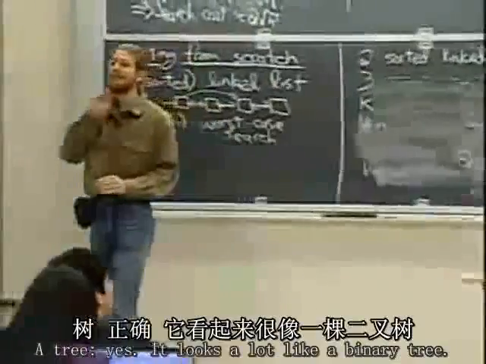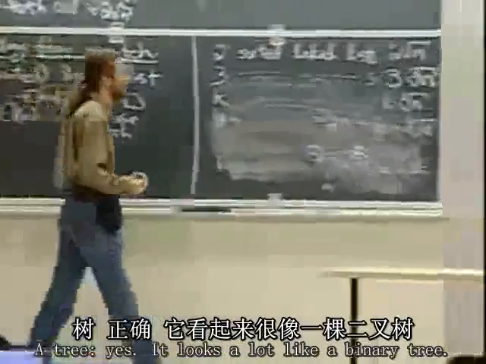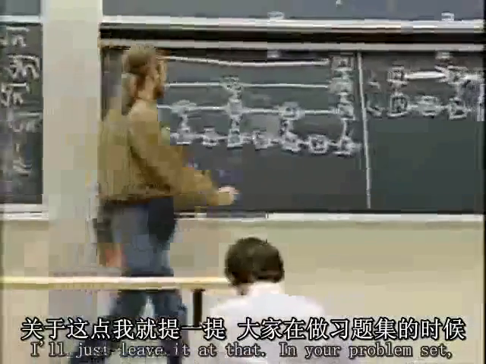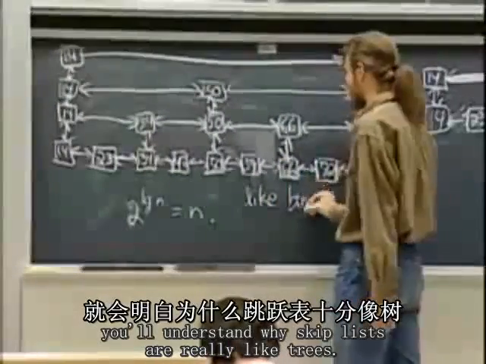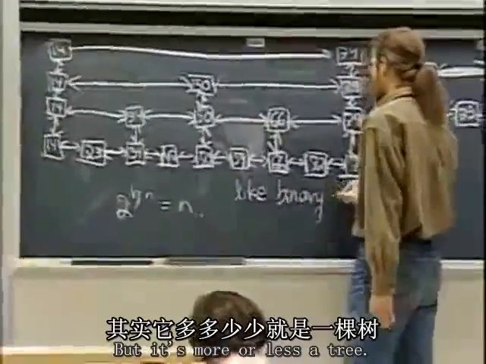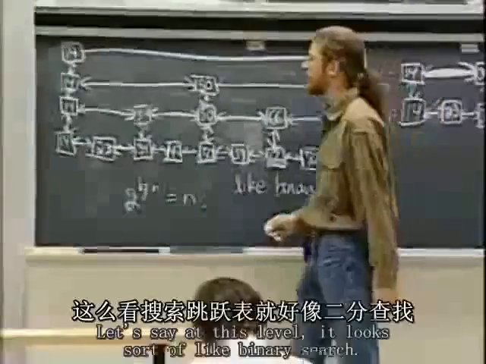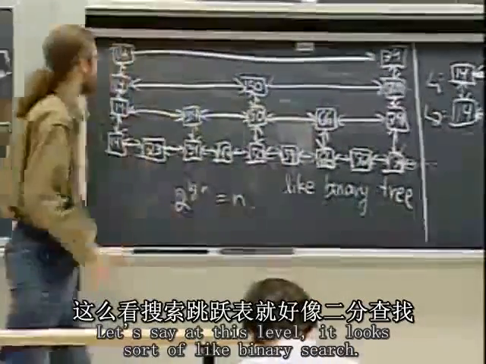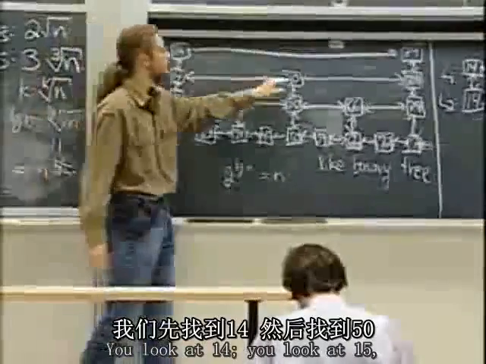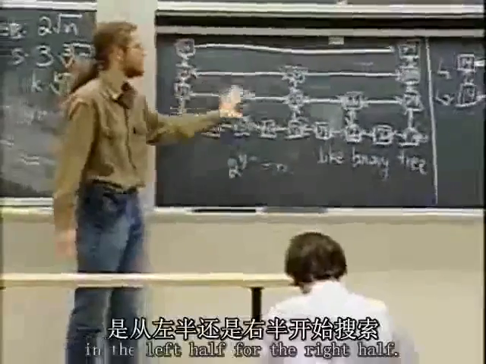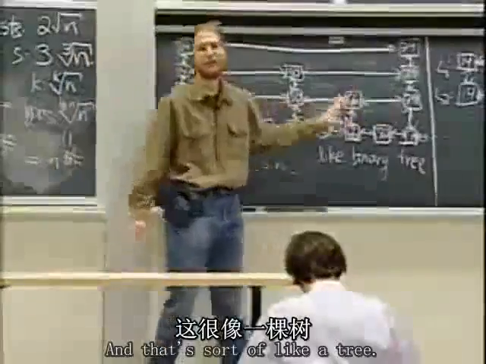Yes? A tree, yes. Looks a lot like a binary tree. I'll just leave it at that. In your problem set, you'll understand why skip lists are really like trees. But it's more or less a tree. Let's say at this level, it looks sort of like binary search. You look at 14, you look at 50, and therefore you decide whether you're in the left half or the right half. And that's sort of like a tree.